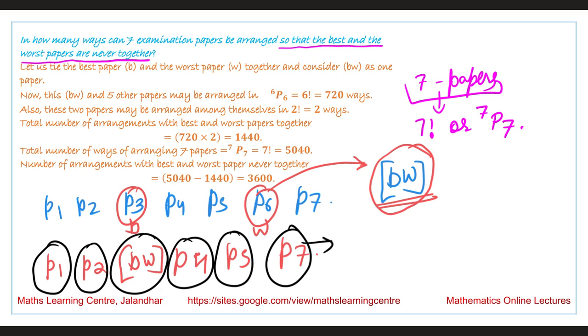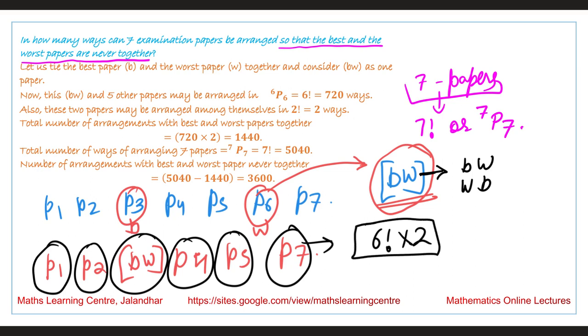So the number of ways of the arrangement is 6 factorial, and these 2 papers can be arranged in the way BW or WB. 2 ways are there, so we multiply by 2. So these are the number of ways in which we can arrange the papers when the best and worst paper are together. The answer for 7 factorial is 5040, and the answer for 6 factorial into 2 is 1440. We are talking about these 2 values.